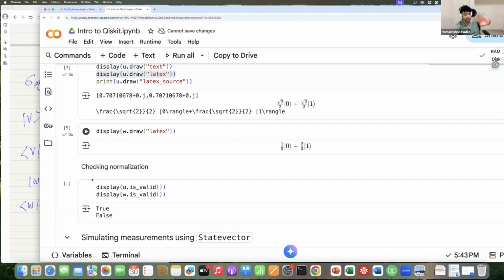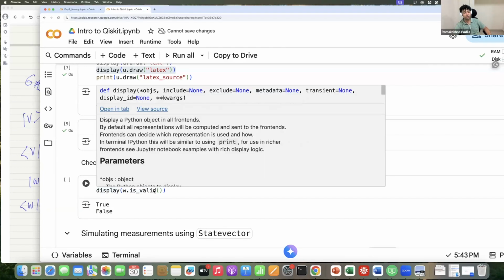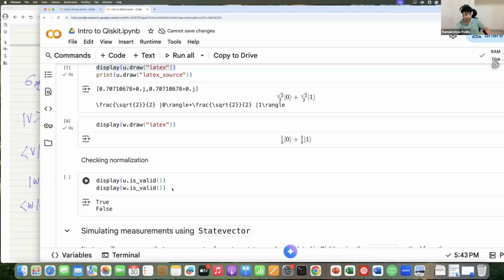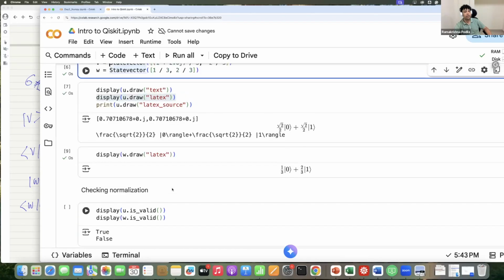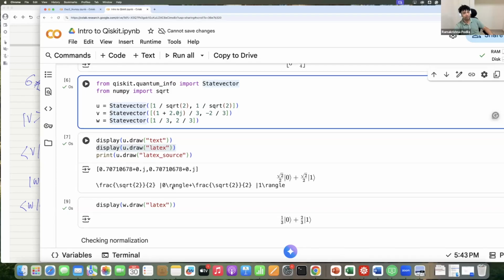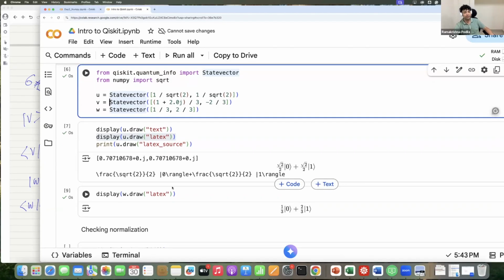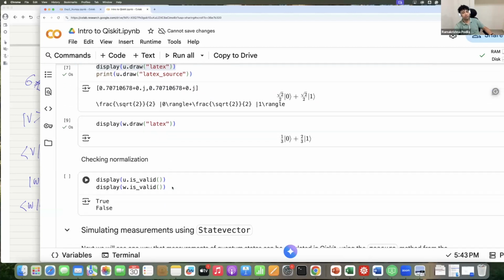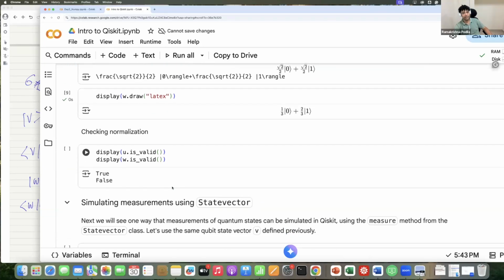Sorry, I made a mistake with V. It was supposed to be W. So display W.is_valid, you would get basically false, right? You can also check with V. It should say that it is a valid state vector. Whenever you have a state vector in Qiskit, the first thing would be to check whether it is a valid state vector or not. And if it is not valid, then you can normalize it to make it valid. For example, you could change these numbers to make sure that it sums up to 1.